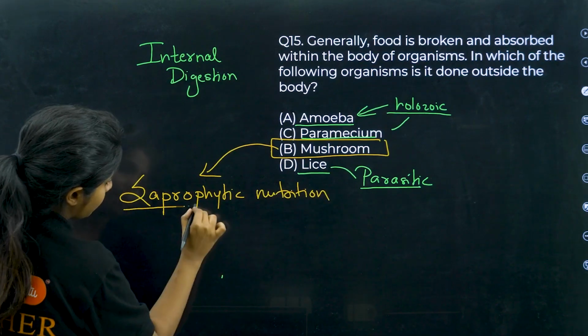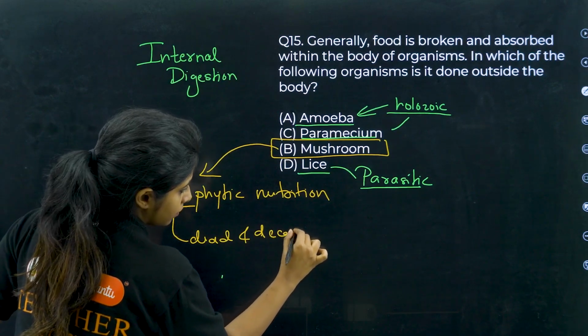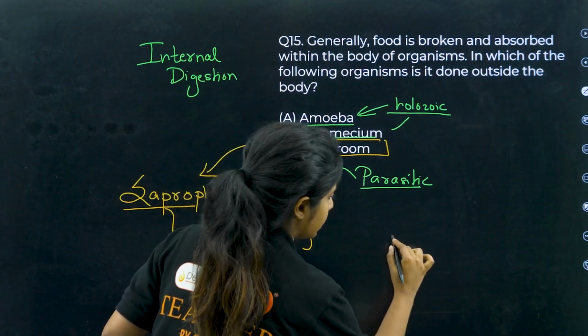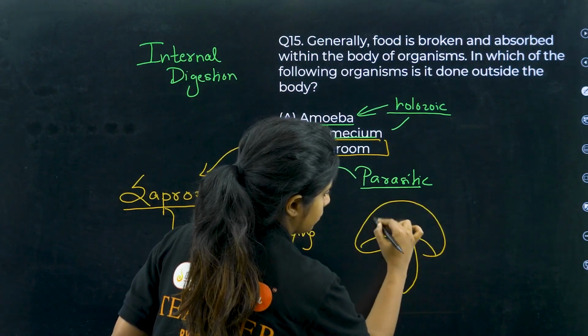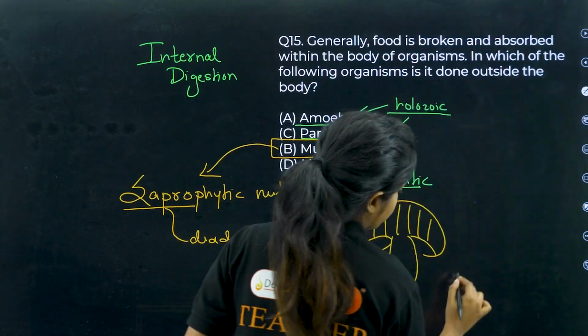What do you mean by sapro? Sapro means dead and decaying. Okay, so these are organisms which basically feed on dead and decaying things. So suppose this is a mushroom, and you have a dead organism over here.